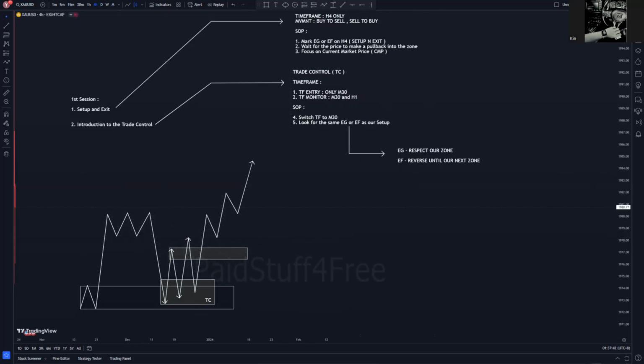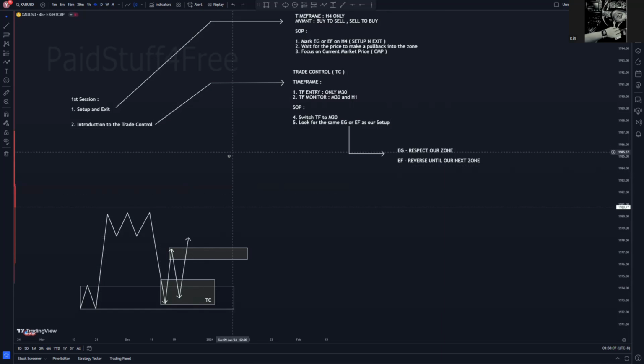Do we look for EF after EG was created on M3, or can it be EF alone? Sometimes the price doesn't create EG, but just creates an EF. And if the price created an EF, it shows us that the price is going to reverse until the next zone. All the things that I drew just now are going to be the main line.